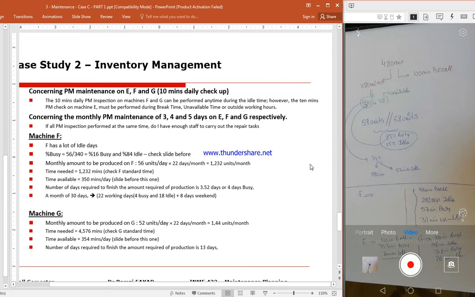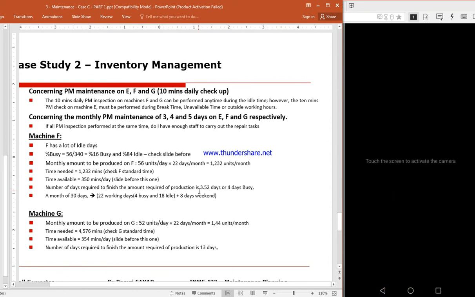Okay. I need to produce 56 units per day. بالشهر هني 22 days per month, so 1230 units per month. Time needed to produce this is 1232 minutes. And the F هي 1 minute per unit. With time available 300. So I can produce all this in 4 days.